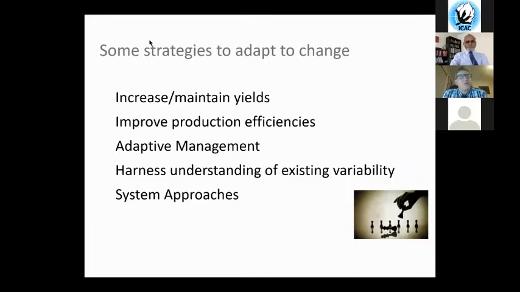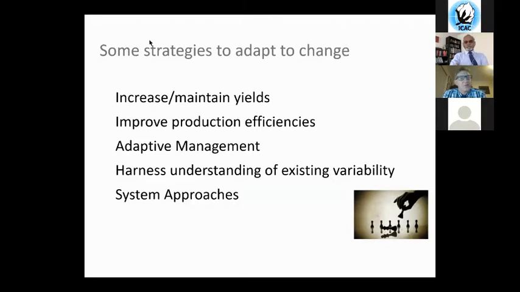I've broadly grouped some of the strategies that we look to undertake to address climate change. And if I was giving this presentation on any other day, there would be probably the same strategies that we'd use to look to grow efficient and profitable crops. These are the strategies under these headings. The target of increasing and maintaining yields is something we look to attain. Improving production efficiencies, things like nitrogen and water.